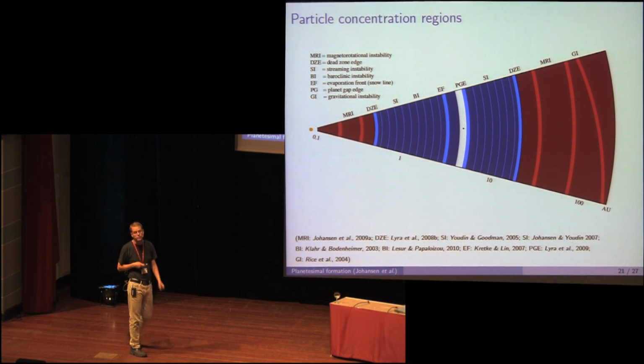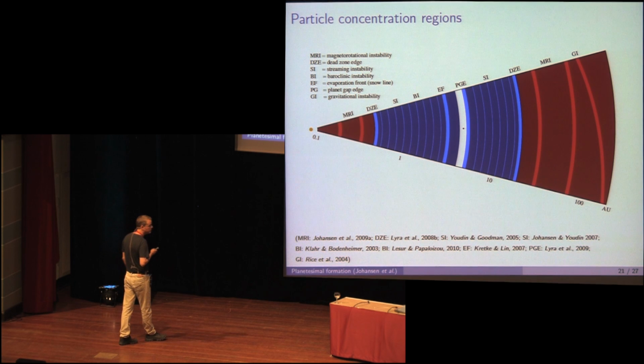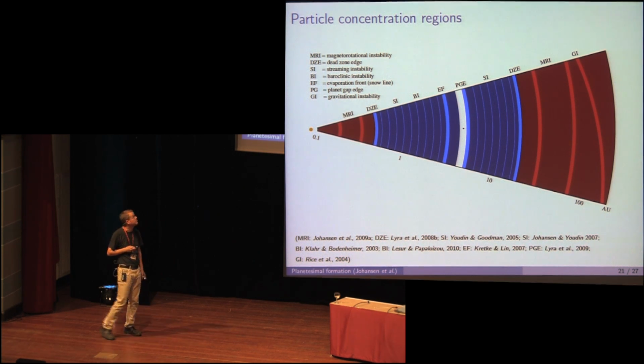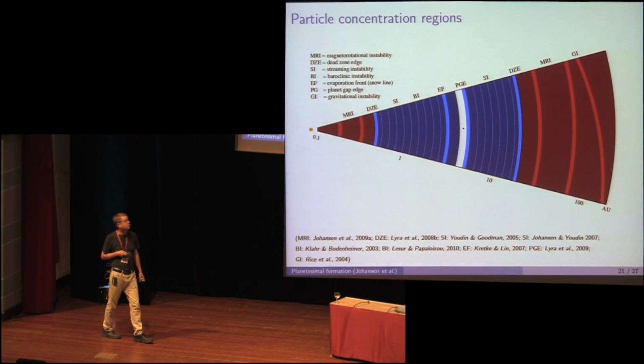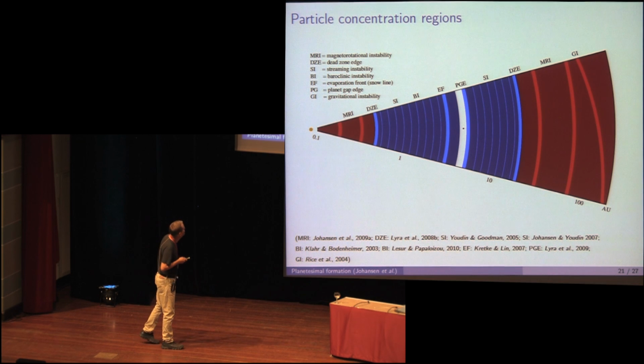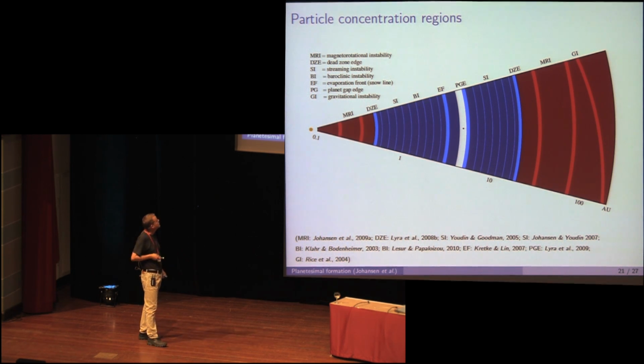The inner one can directly trap particles. The other one cannot trap particles because the pressure gradient goes the wrong way, but it can become unstable by a Rossby wave instability, and then these vortices which form can concentrate particles. Then inside of the dead zone, we can have the streaming instability working directly because there's very little stirring inside of the dead zone. We can have the baroclinic instability, which can make vortices.